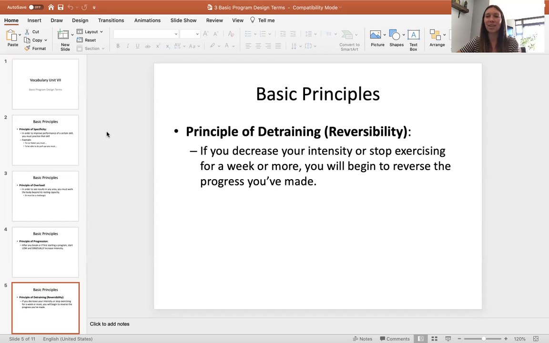If you just decide to stop training dead for 2 weeks, it's going to affect all the work that you've put in. You've put in work to get stronger, your strength will start to diminish. If you've put in work to increase your aerobic capacity, your aerobic capacity will diminish, okay? So that's basically what the principle of detraining means, okay? If you decrease your intensity or you stop for a week or more, you will actually begin to reverse the progress that you've made. If you don't use it, you lose it.